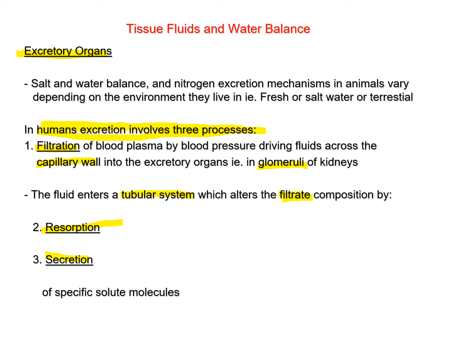And the composition of the filtrate is changed after that. It's altered significantly. Filtrate first forms and then is altered by two processes, resorption and secretion. So you get resorption of some molecules, secretion of other molecules. Some don't get resorbed, some just get excreted, some do get resorbed. You'll see. We'll talk about that in future slides. But those three processes are key for the function of the kidney: filtration, resorption, and secretion.